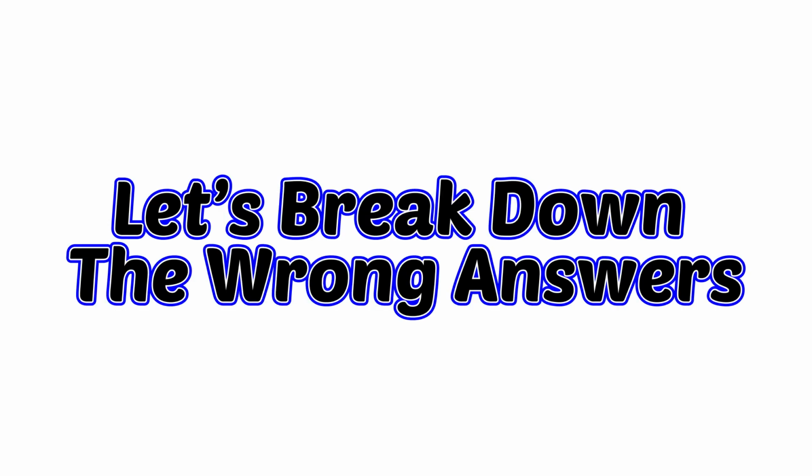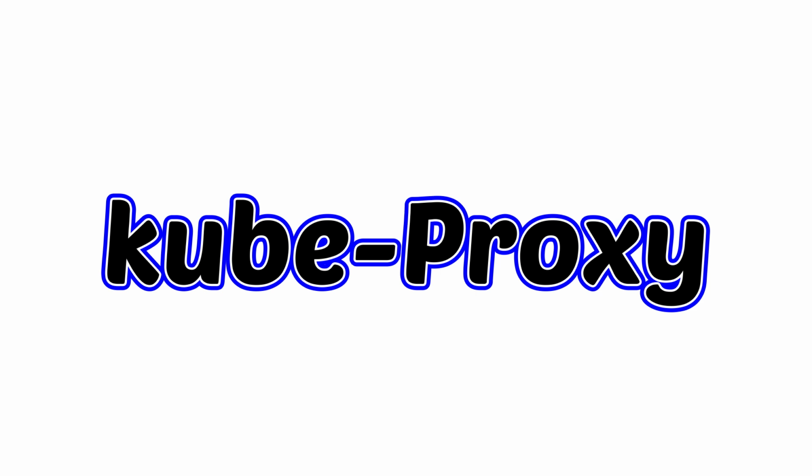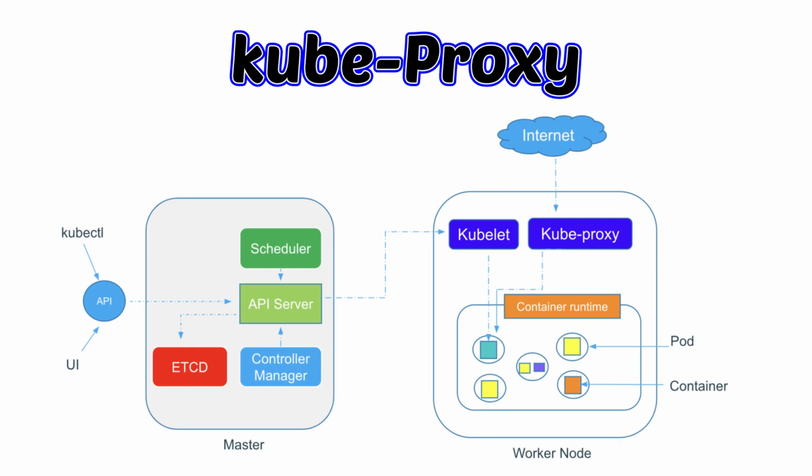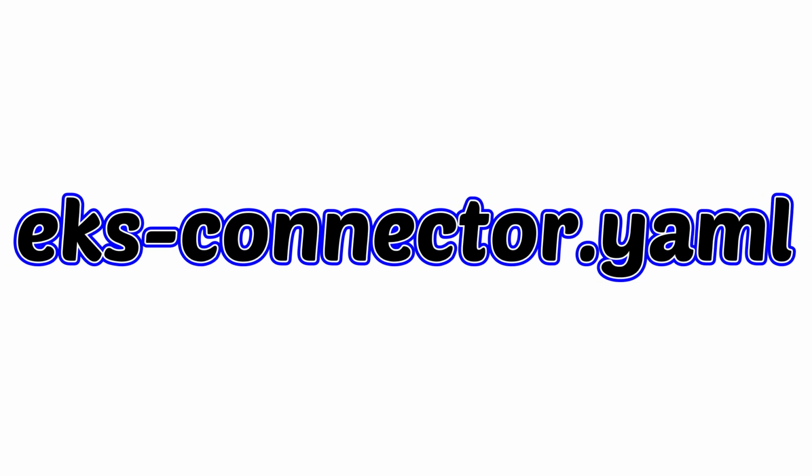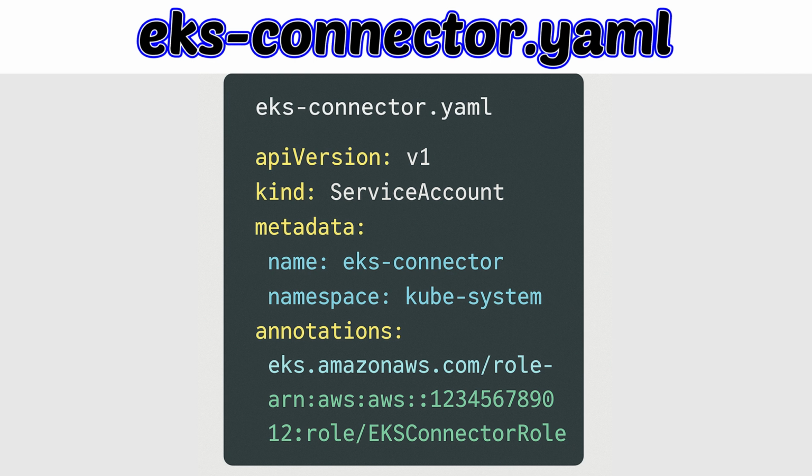Let's break down the wrong answers. B, kubeproxy is used within the cluster for networking. It doesn't help your machine connect externally. C, the Fargate profile defines which pods run on Fargate. It has nothing to do with client access. D, xconnector.yaml is used to link external clusters to the AWS console.